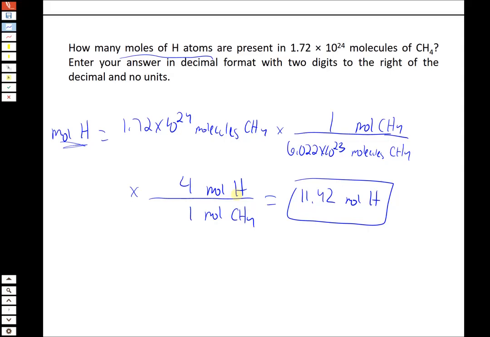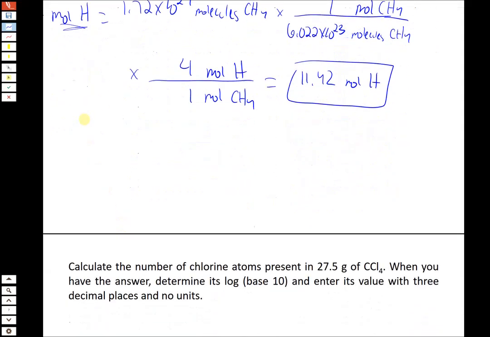Alright, so that was a problem. We didn't do exactly one like that in class, but it requires us to think closely about what exactly Avogadro's number tells us. And Avogadro's number tells us the number of molecules in a mole if we're dealing with a compound that's made up of molecules like CH4.